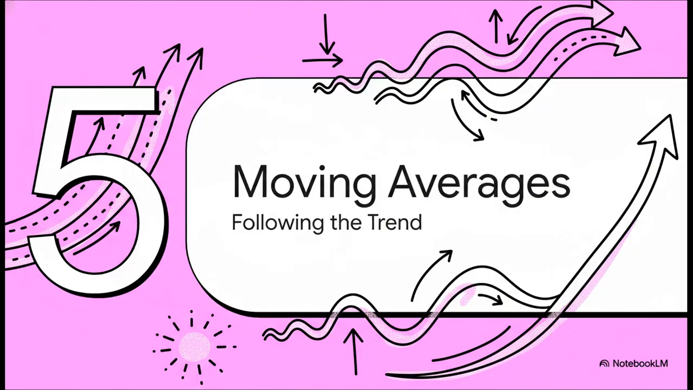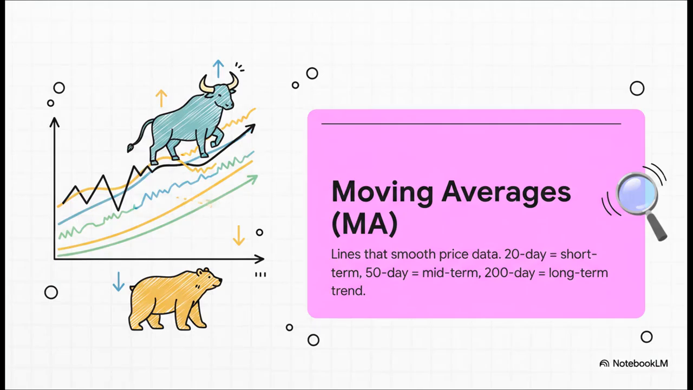Okay, let's move on to our next tool, which actually builds on what we just learned. While support and resistance help us find key price levels, moving averages help us understand the direction and the momentum of the overall trend. A moving average is pretty much what it sounds like. It's a line on the chart that shows you the average price over a specific period. Shorter periods, like a 20-day, give you a feel for the short-term trend. Longer ones, like the 200-day, show you the big picture.